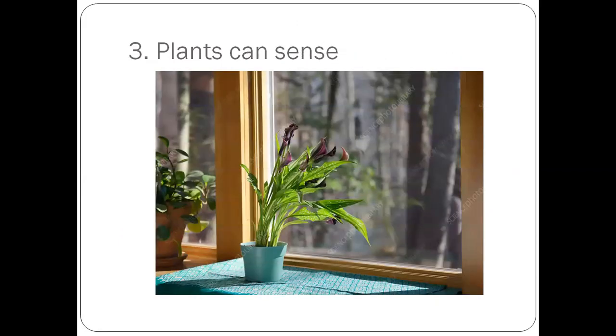Now, plants can sense, okay? They can feel just like we human beings can feel. When the sun is scorching, we can feel it on our skin. When the sun is scorching, they move towards that direction. So you can see the plant here. It's tilted towards the direction of the sun, okay? Where the window is, that's where it's getting sunlight. So it's moved in that direction. So they can sense the light.